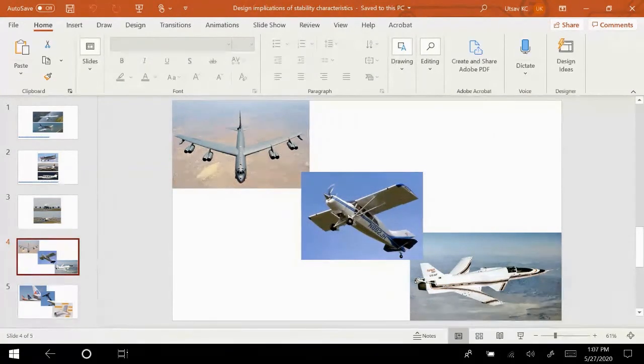So in the first figure, the wing is swept backward. In the middle figure, there is no sweep. It's called a straight wing. And in the third figure, the wing is swept forward. And again, this has to do with the stability characteristics of the aircraft.